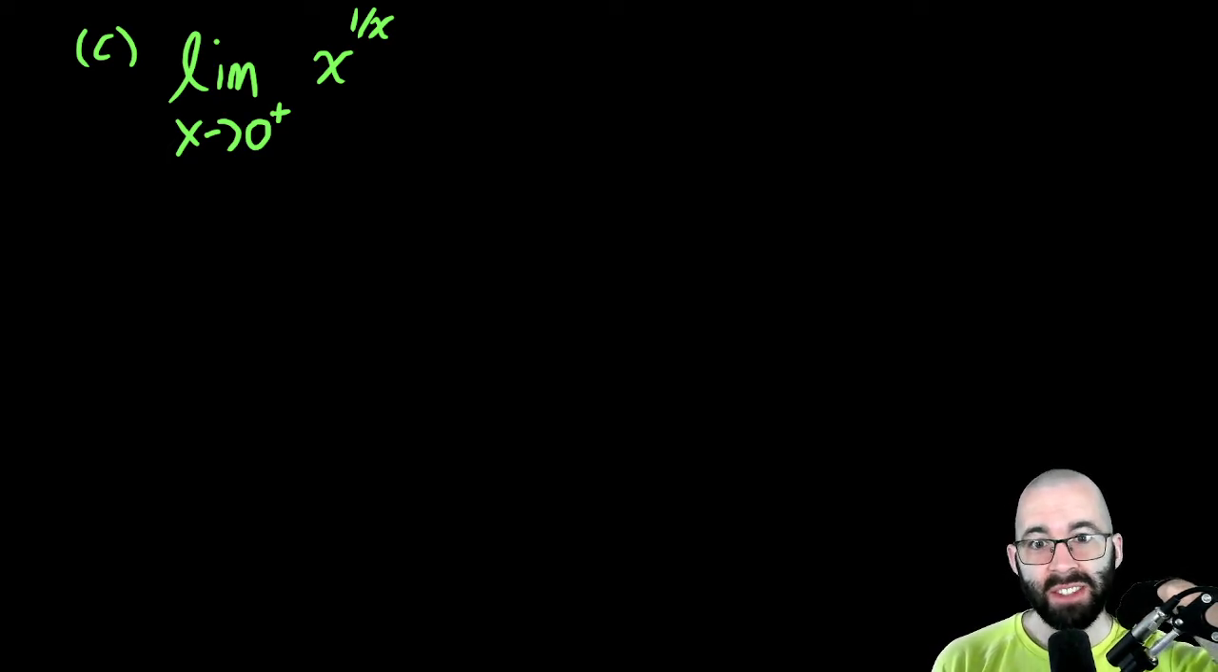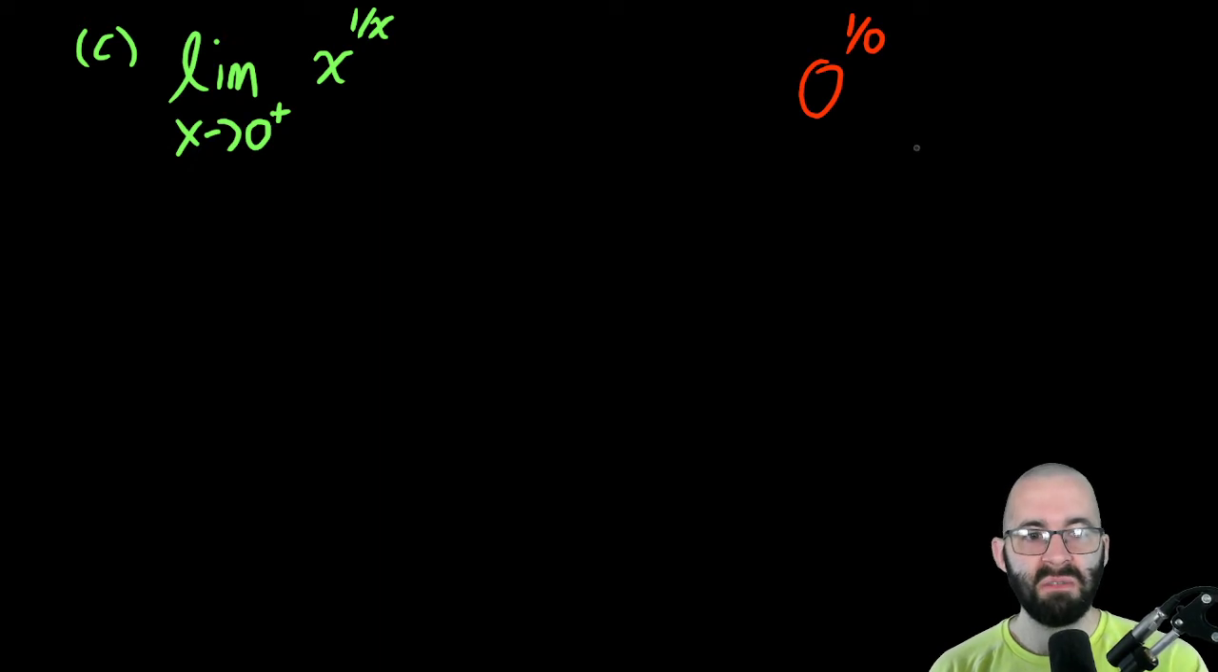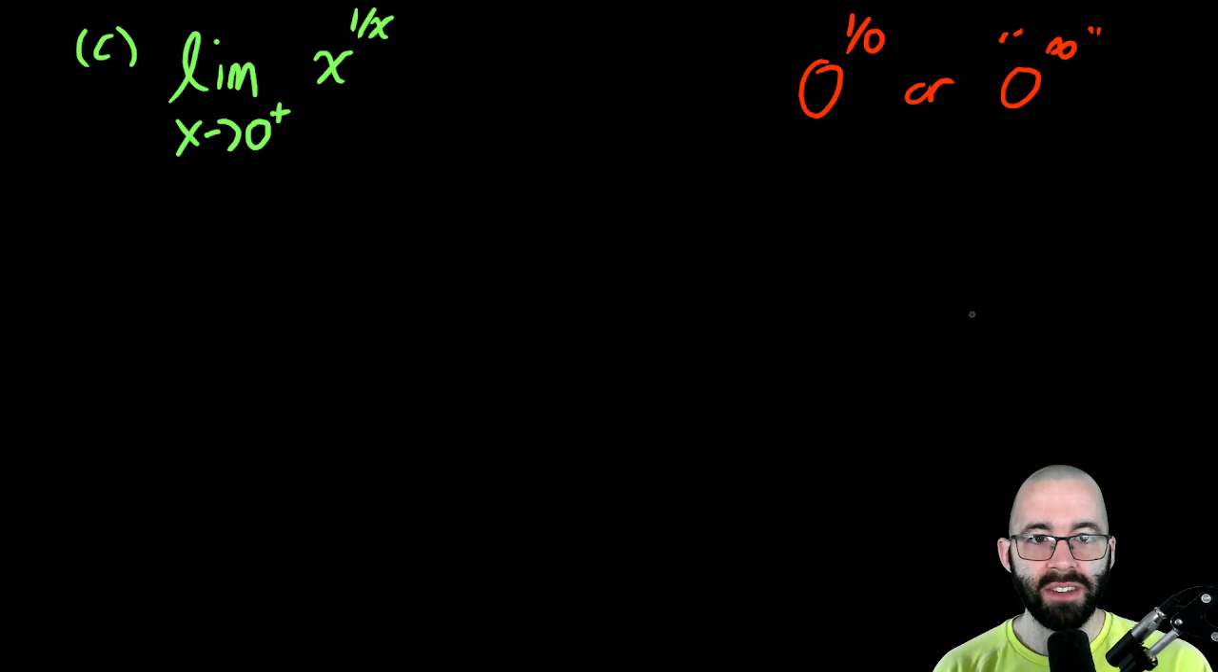Can we use direct substitution? Well, if we try direct substitution, we're going to get 0 raised to the 1 over 0. 1 over 0 is kind of like some kind of infinity. That's going to be another indeterminate form that we're going to talk about.